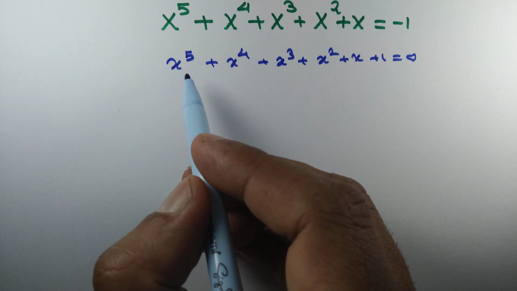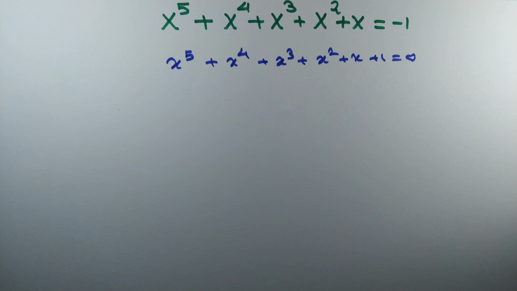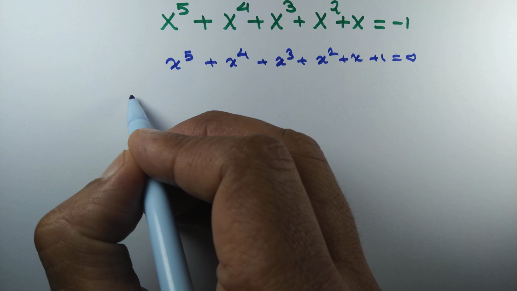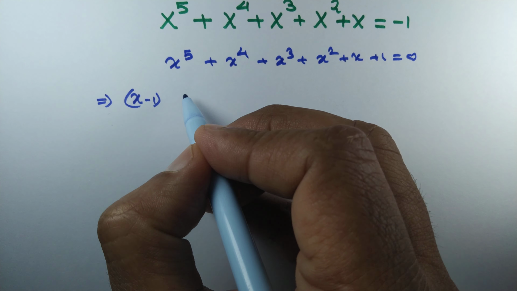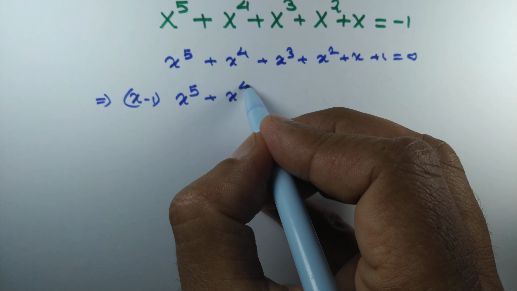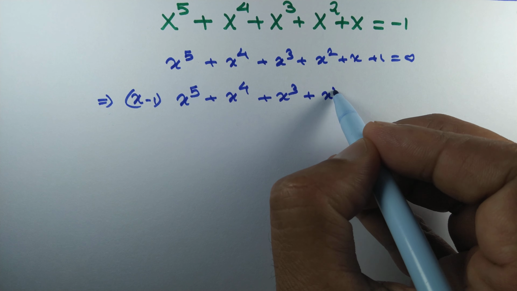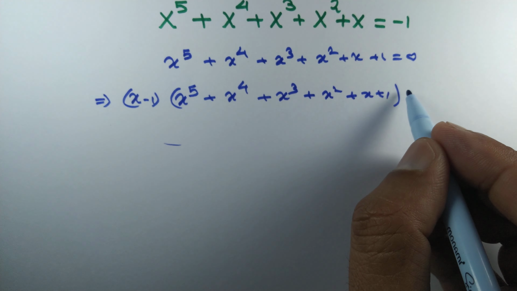You may think of taking x plus 1 common, but it will be much easier if we simply multiply by x minus 1. Let's do it. This implies x minus 1 into x to the power 5 plus x to the power 4 plus x cube plus x square plus x plus 1 equal to 0.